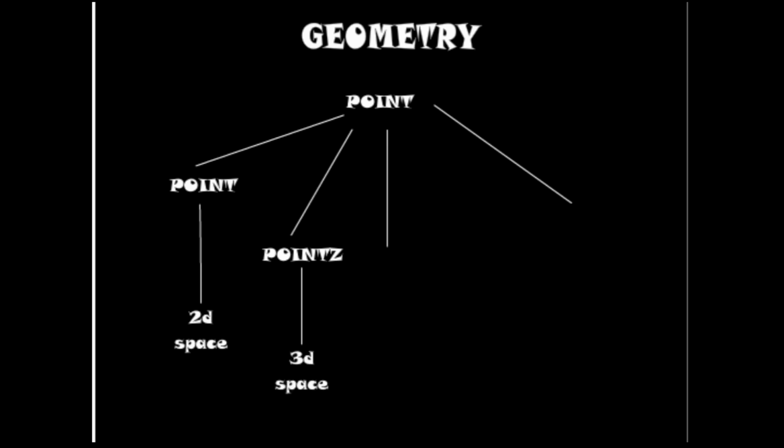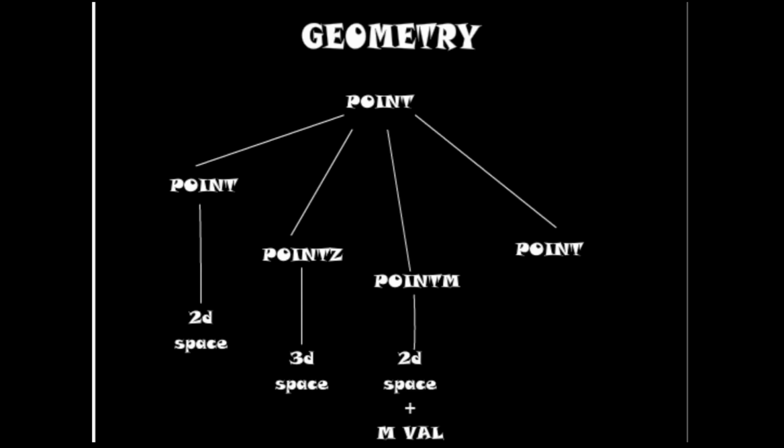and there is point Z, which represents 3D space, which has 3 coordinates x, y and z, and there is point M, which is a 2D space plus an M value, which indicates, like there can be a place whose temperature represents the M value. The M value represents the temperature. And there is point ZM, which is a point in 3D space plus an M value.